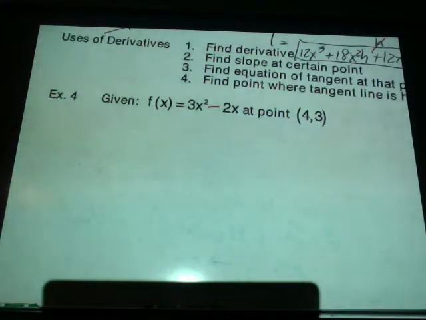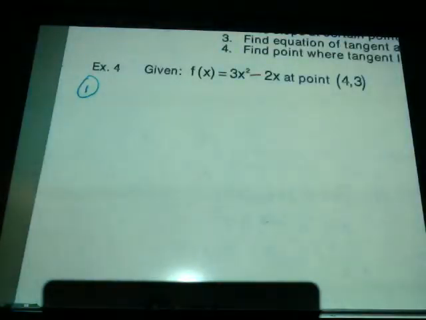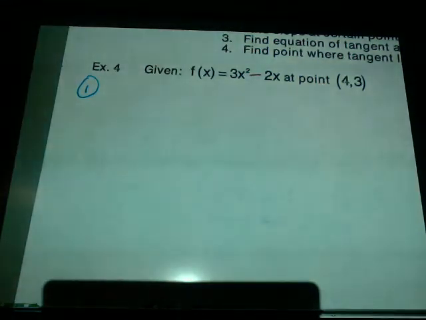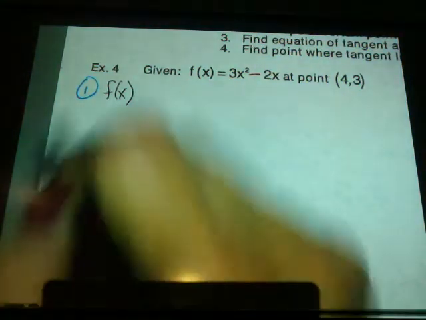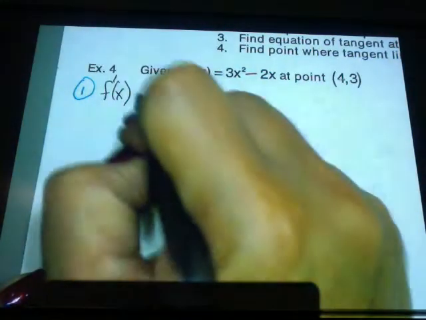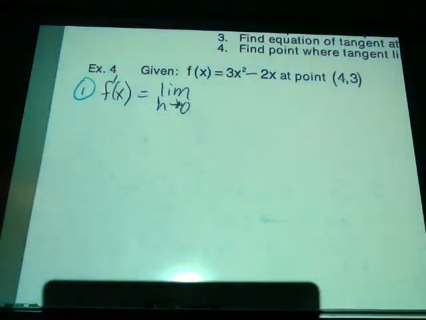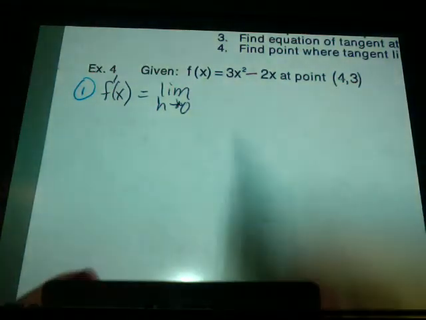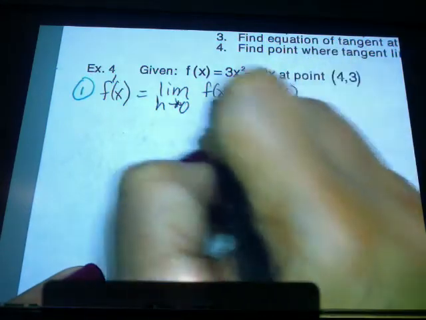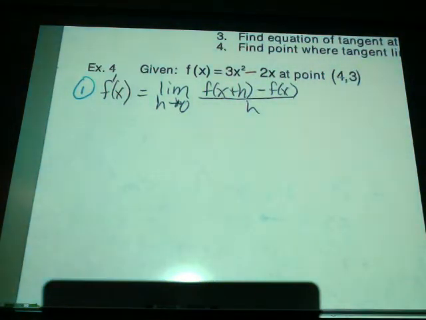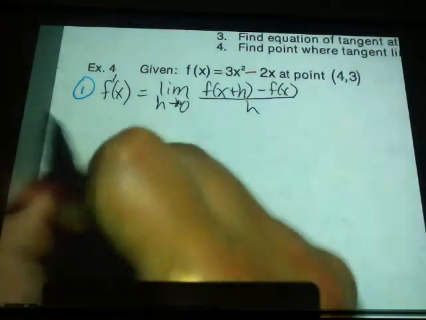So let's do thing 1. So my numbering here deals with thing 1. So we're going to find f prime of x as the limit of h approaches 0. So this time we're actually going to find the limits of f of x plus h minus f of x all over h. So find the derivative. You do that.